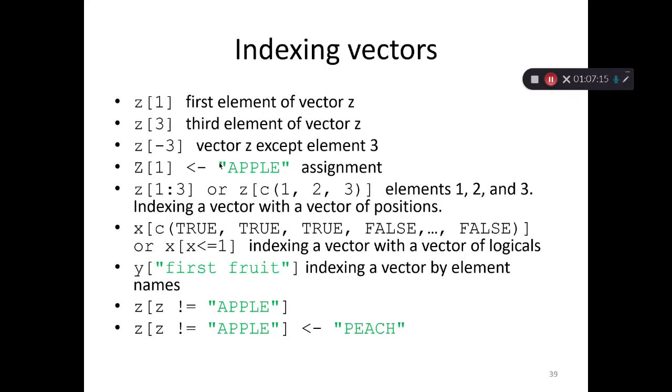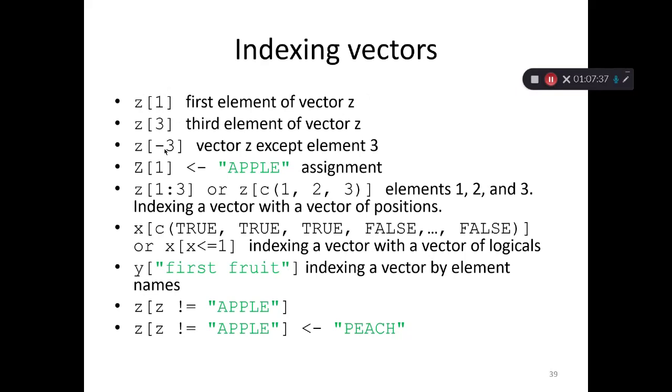So how can you select elements in a vector? You use square brackets in R. That's different, for example, from MATLAB, in which you use parentheses. So you use brackets. For example, you have a vector z. This selects only the first element of vector z.